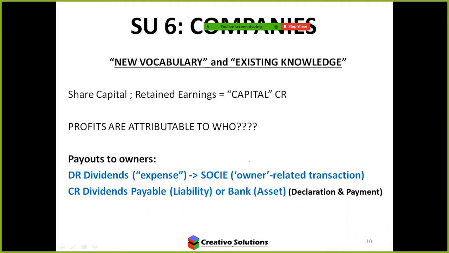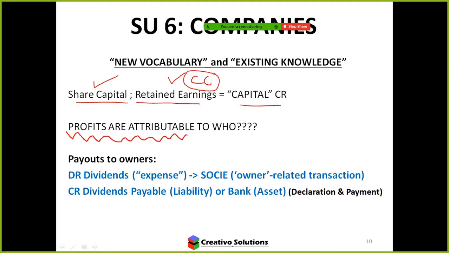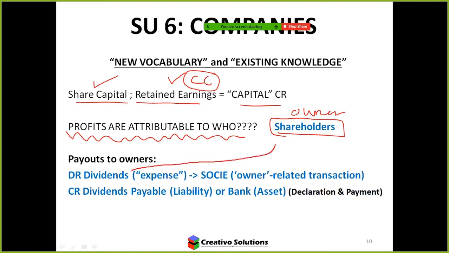Here's your new vocabulary. This one you already know. Share capital. That one you also already know. Same as CCs. What is it? It's capital. Do you know what we call profits that are distributed to shareholders? I'm going to go with dividends. Yes. So the shareholders are the owners. What do we call dividends then? It's a form of drawings.